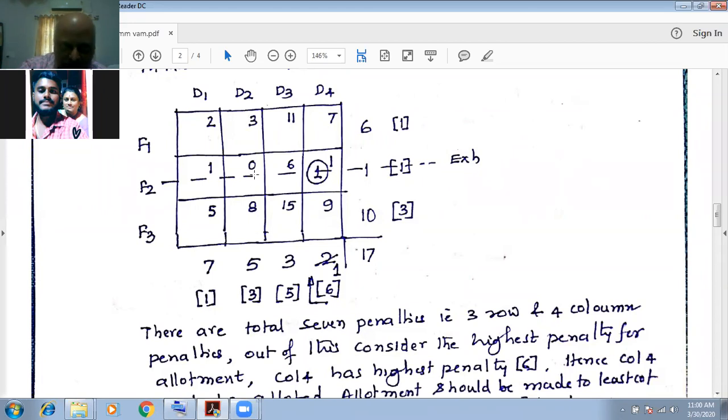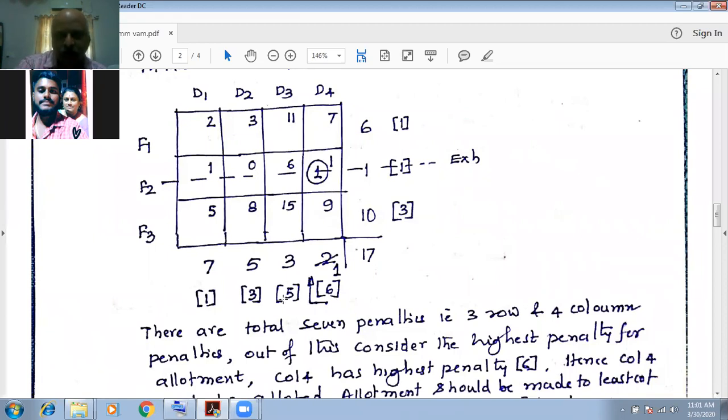Out of that, the least is 0. The next least is 3. So the difference of these two is 3. Similarly, come to the penalty of the third column. The least cost is 6. The next least cost is 11. The penalty is 5 here.